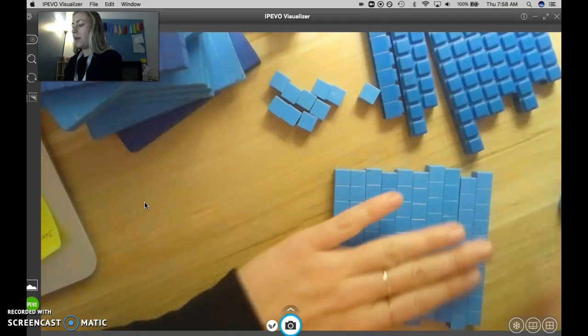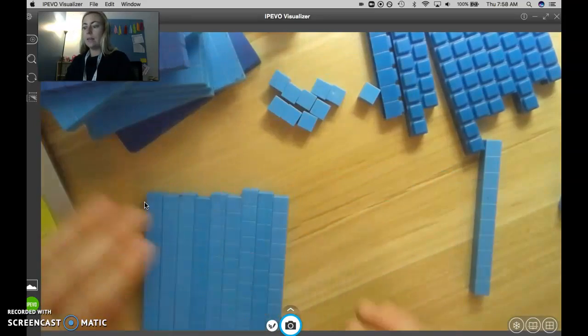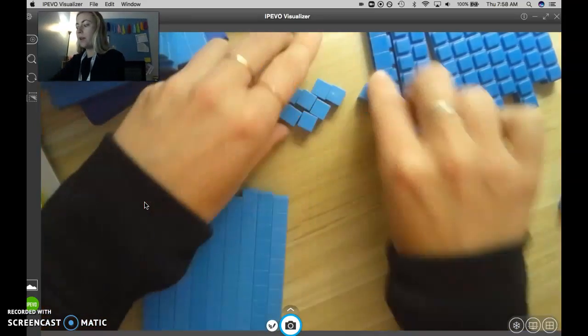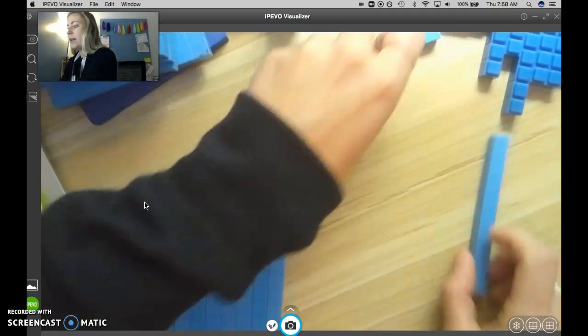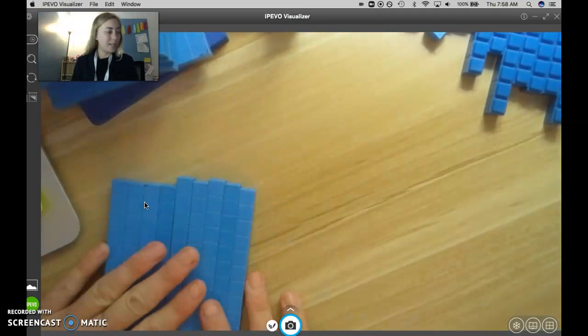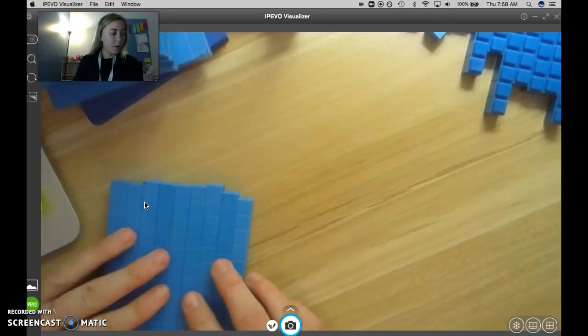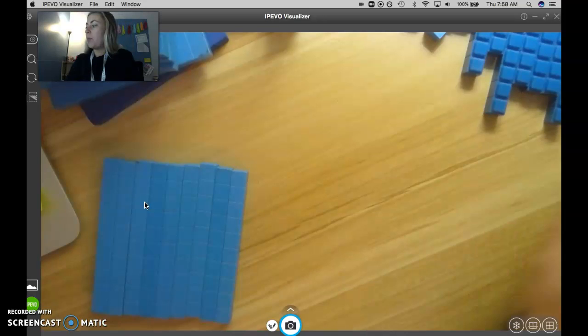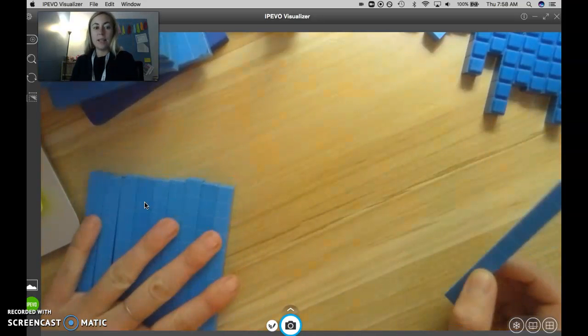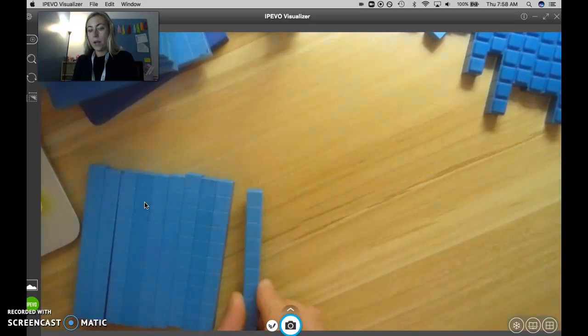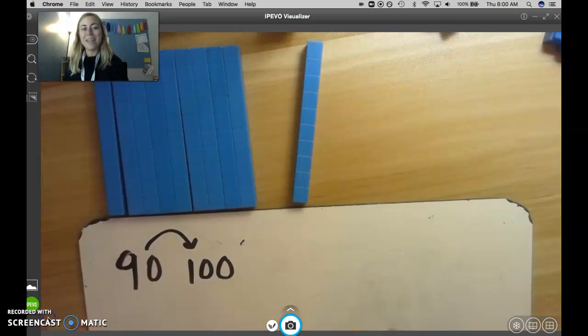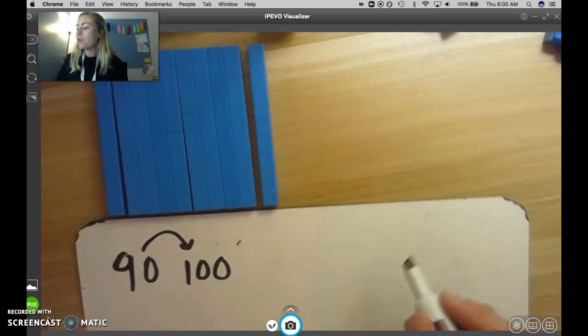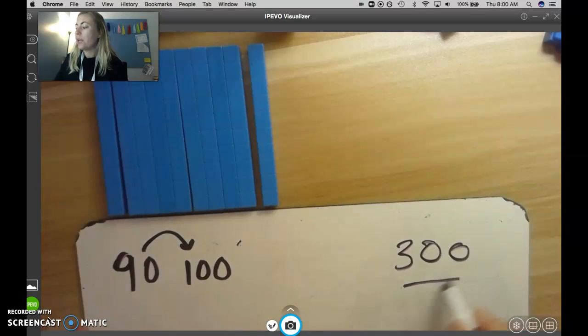Okay, so I'm going to have that 90 right here, my 9 tens. Make sure I move everything out of the way so we're not getting distracted. And I want to count from 90 all the way up to 300. So I've got 90 here, and I'm going to put one more group of 10. So I've got 90, 100. Let me write these down. 90 to 100. And I'm trying to get all the way to 300.